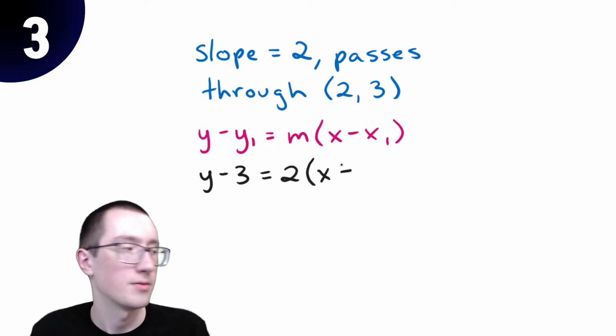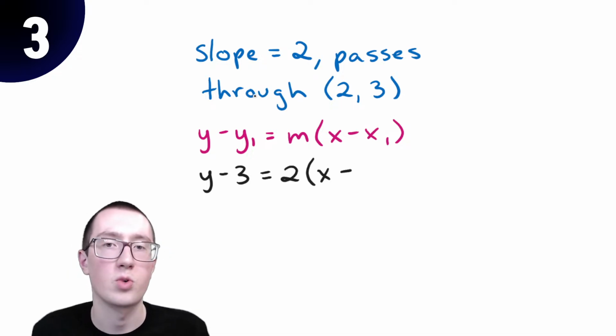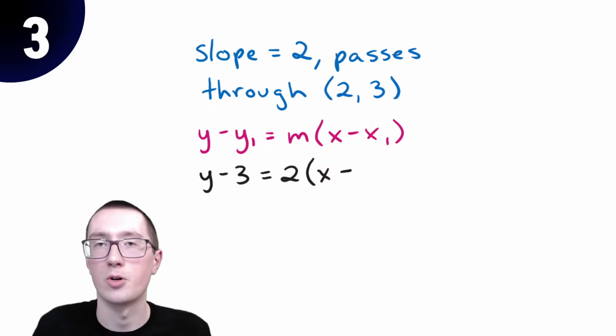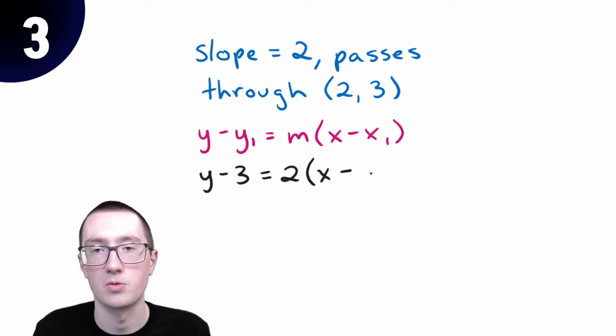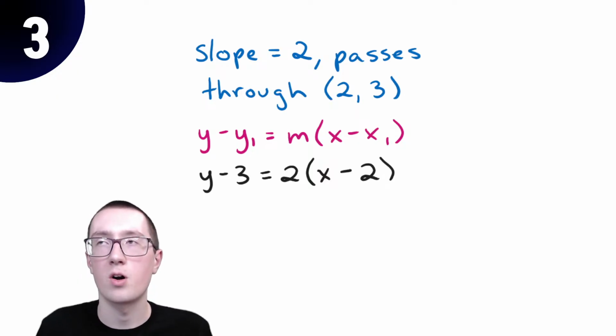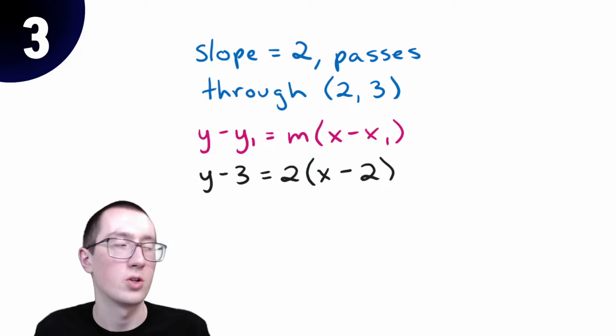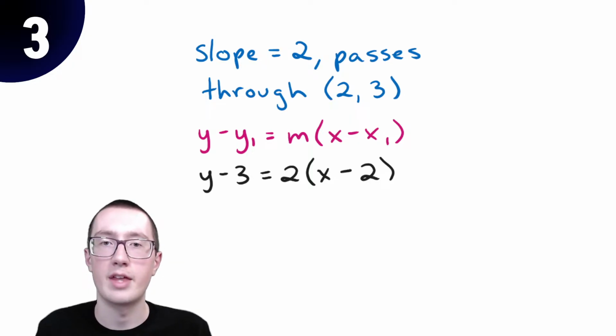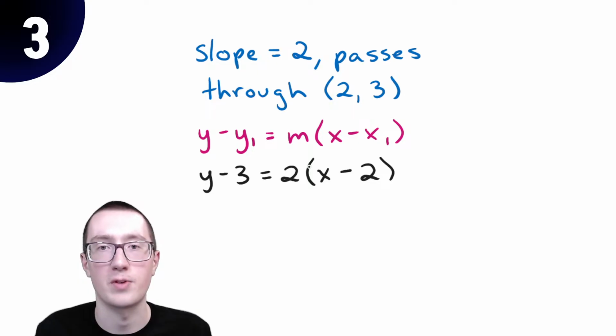X is going to stay the same, like I said. And then we're going to put our x of the point. And the x is the number on the left, which in this case is 2, just like our slope. So we have our point-slope form equation, but that's not the normal way to write an equation. You can see there are things that can be simplified here. We can do the distributive property.